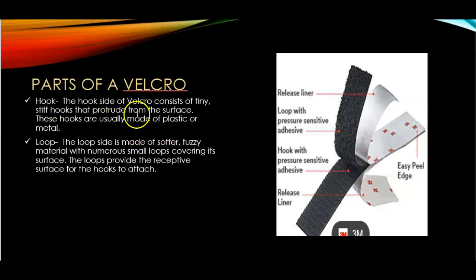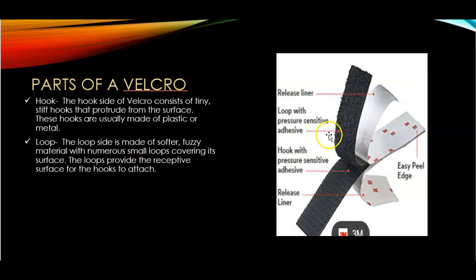We have the Velcro, which is also a type of fastener. It has different parts. We have the hook. The hook side of Velcro consists of tiny stiff hooks that protrude from the surface. It is usually very rough. These hooks are usually made of plastic or metal. We have the loop. The loop side is made of softer, fuzzy material with numerous small loops covering its surface.